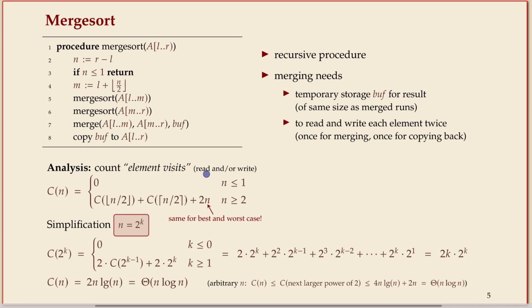So the cost for a merge, when you have two runs and the output is of length n, then the cost of a merge is 2 times n. And that's true in the best case and in the worst case. It doesn't matter how the elements look like. They always have to be touched, read and written. If you count the number of comparisons instead, you get something that's between n and 2n. So maybe worth writing down, but the analysis will continue with element visits as the elementary operation.